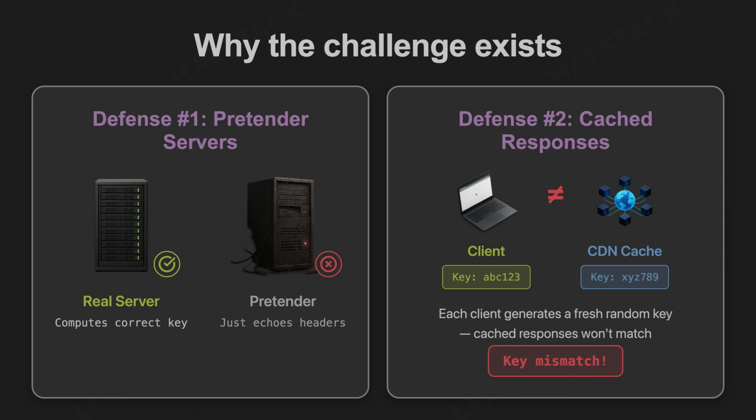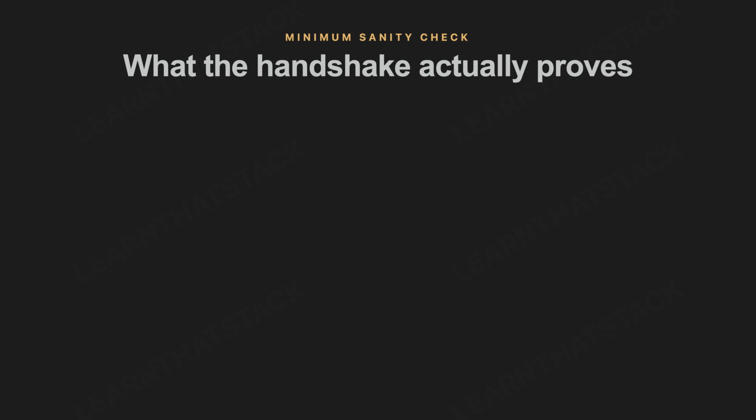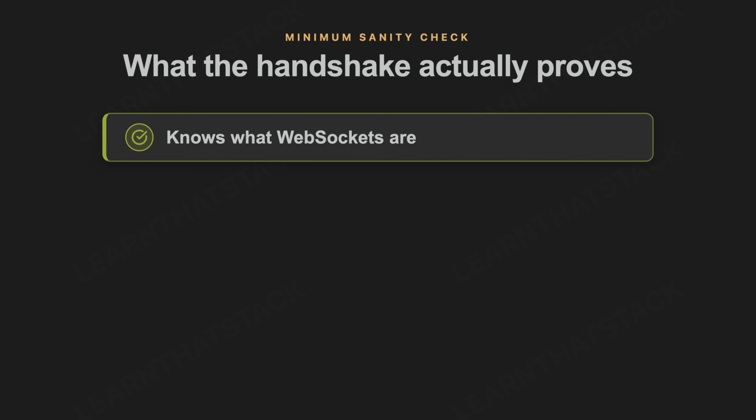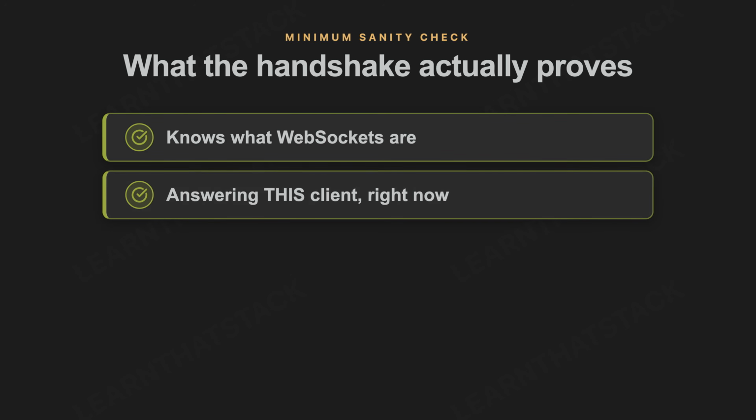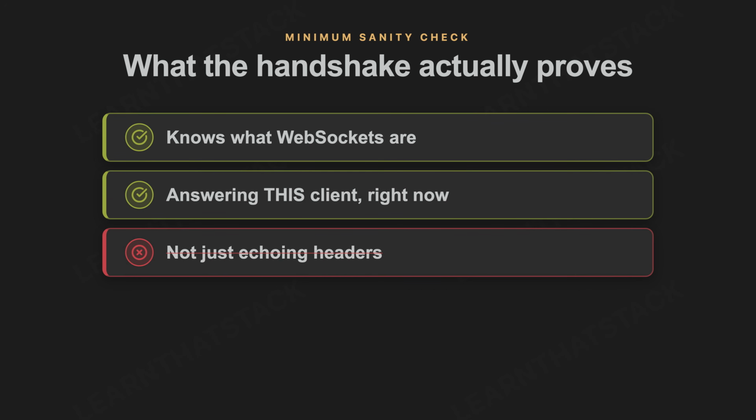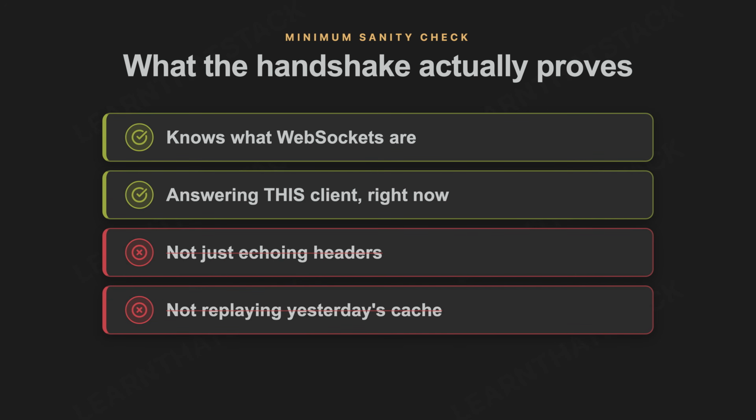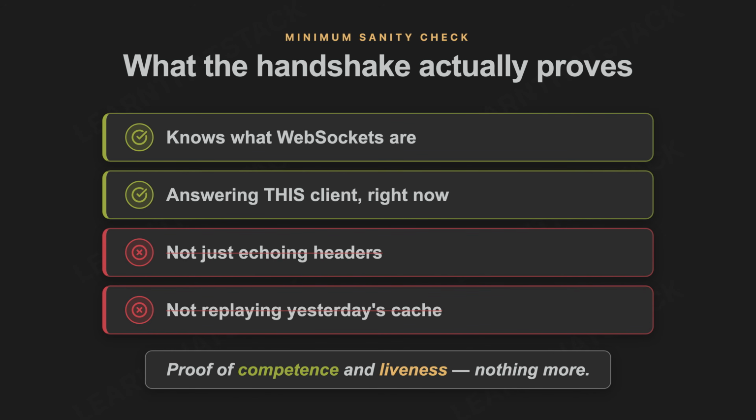Each client generates a fresh random key, so only a live server talking to that client right now can compute the matching answer. A cached response from yesterday won't match today's key. So the magic GUID isn't security, it's proof that the thing on the other end knows what WebSockets are and is answering this client's handshake right now, not echoing headers, not replaying yesterday's cache. For a protocol designed to travel through infrastructure it doesn't trust, that's the minimum sanity check.